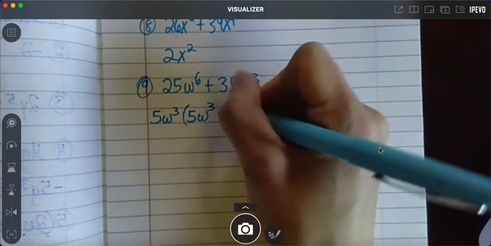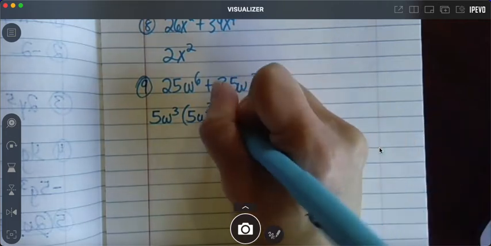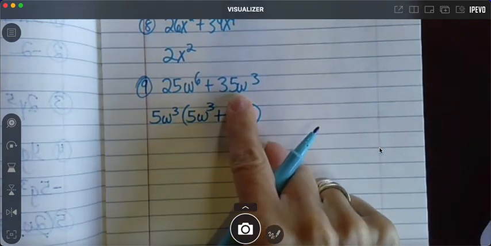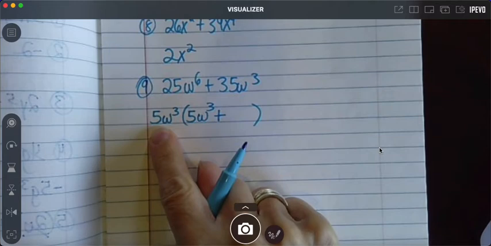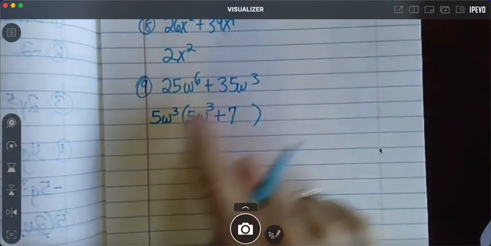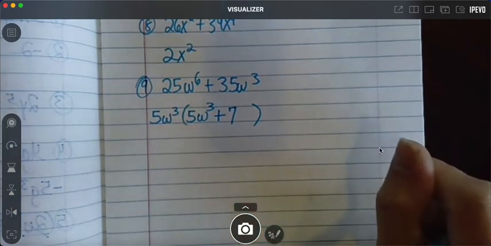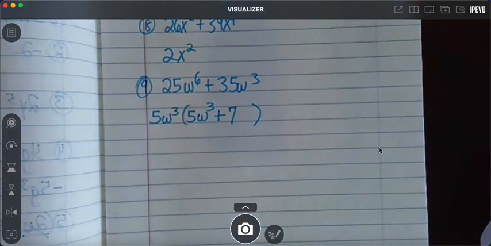I'm sorry. Because when we distribute it back out, we would add exponents. All right? Because their exponents are different. What's 35 divided by 5? 7. And what's 3 minus 3? 0. So I'm not going to write anything for that one. Okay? Does that kind of make sense? Yes? So what's your answer choice on number 9? Should be B.